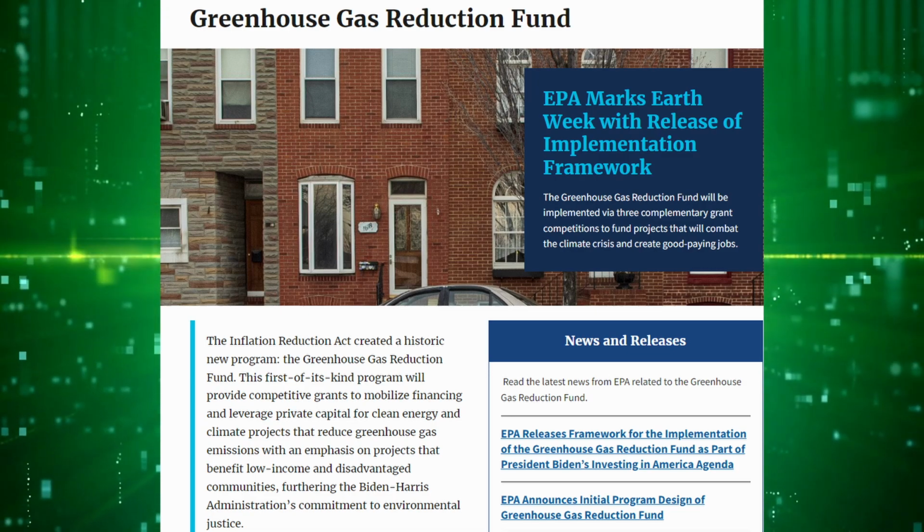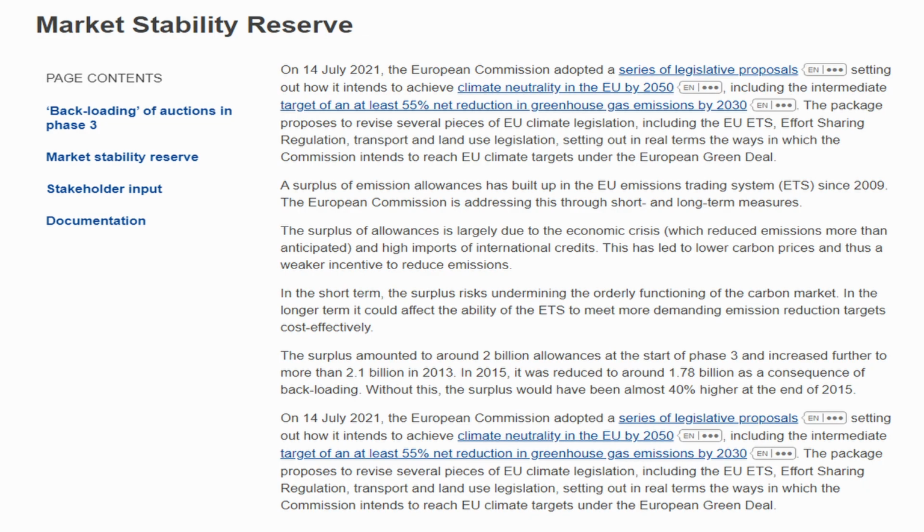The last process worth mentioning across these markets is some type of reserve that stores or releases credits to avoid too much pricing volatility. So the EU has the Market Stability Reserve, which has been used to try to help reduce the glut of EU allowances available in the market. So most of the compliance markets will have some form of reserve like this.